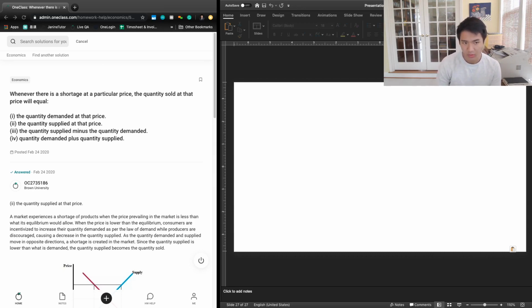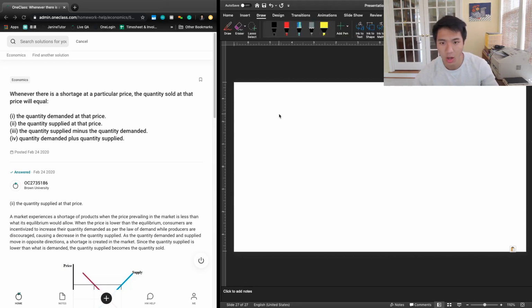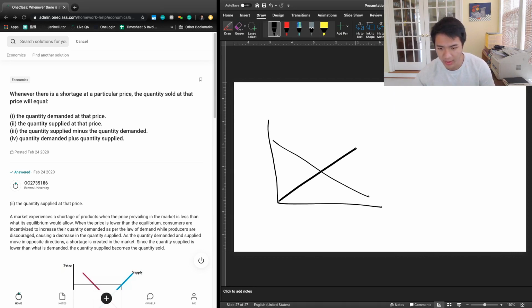So when we talk about shortage, we should be referring to our supply and demand graph to inform exactly what we're seeing happening on the graph, right? So let's take a look here. So we have our demand curve, and then we have a supply curve. And so this is our equilibrium point where we normally see our equilibrium price and quantity happening, and a shortage would be if price were below equilibrium, right?